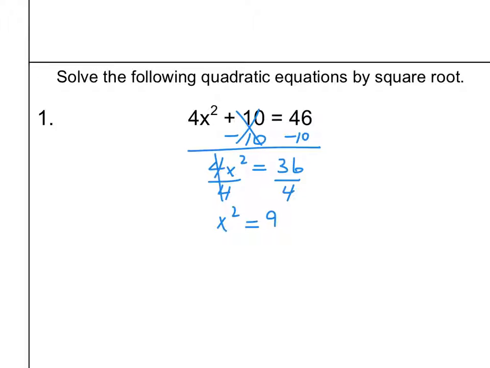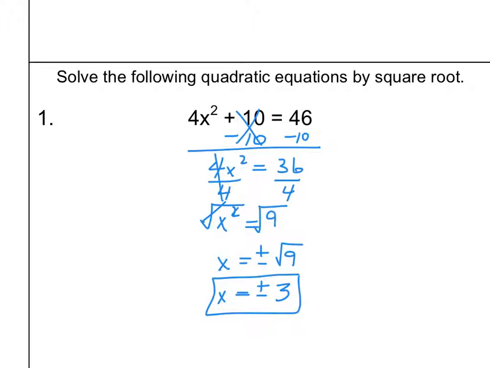Now that I have x squared by itself, I can take the square root of each side. The square and square root cancel. X is going to be equal to positive negative square root of 9. If I plug that in the calculator, or if you remember, 9 is a perfect square. So my answer is x equals positive and negative 3.